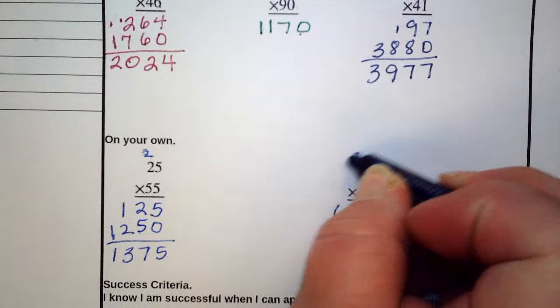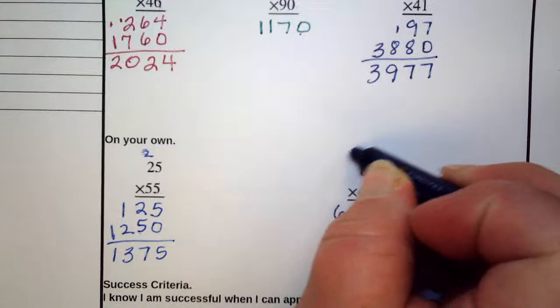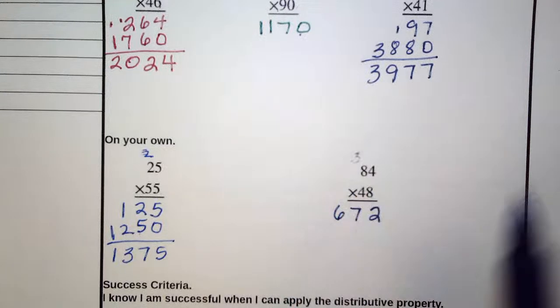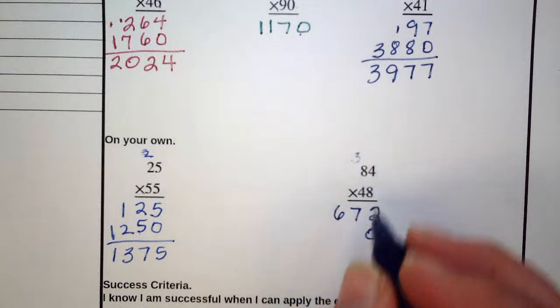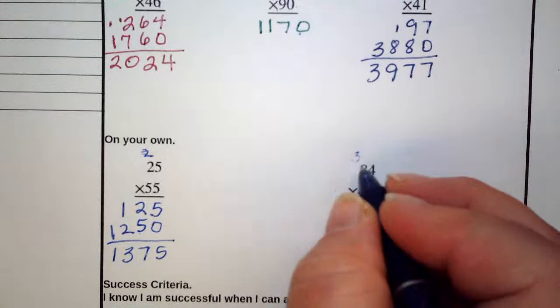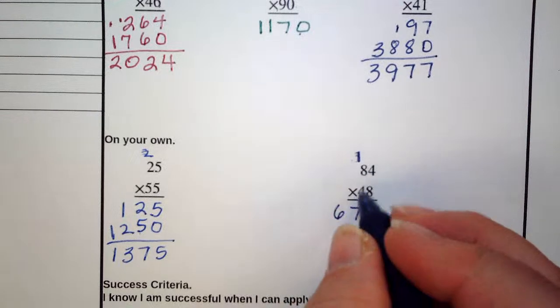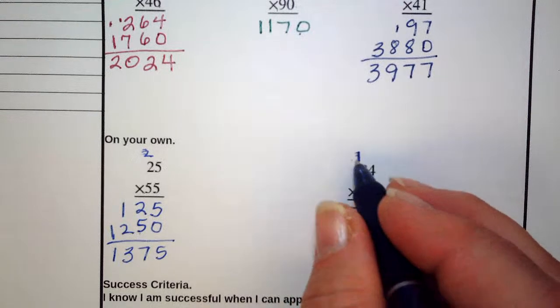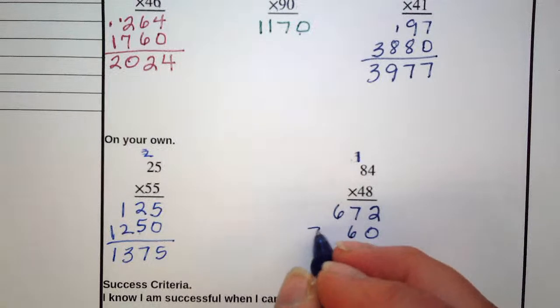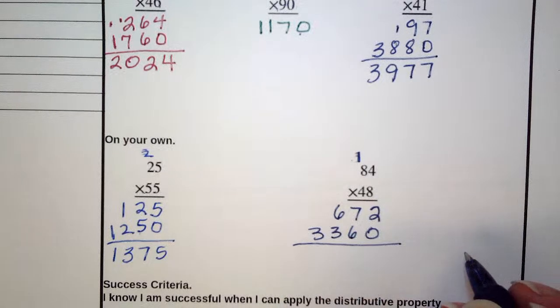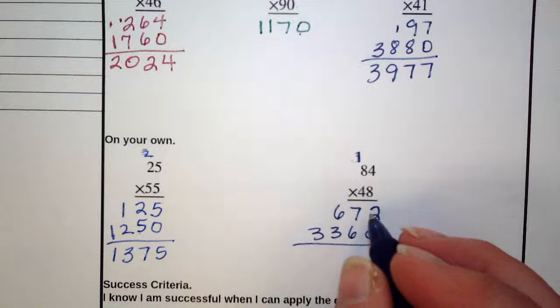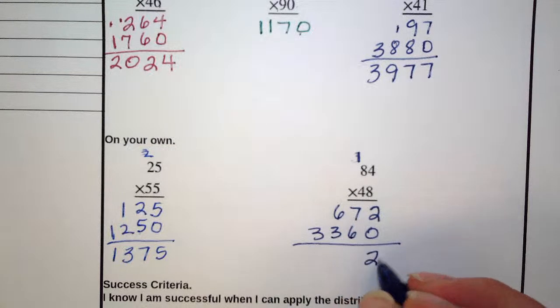When I go to my tens digit, I have to put that 0 down as a placeholder. 4 times 4 is 16. I'm going to carry a 1. 4 times 8 is 32. 32 plus 1 is 33. Keep the column straight. Add straight down. 2 plus 0 is 2.